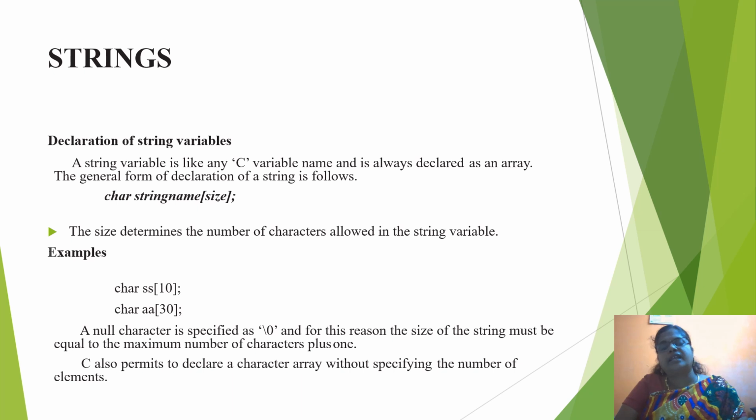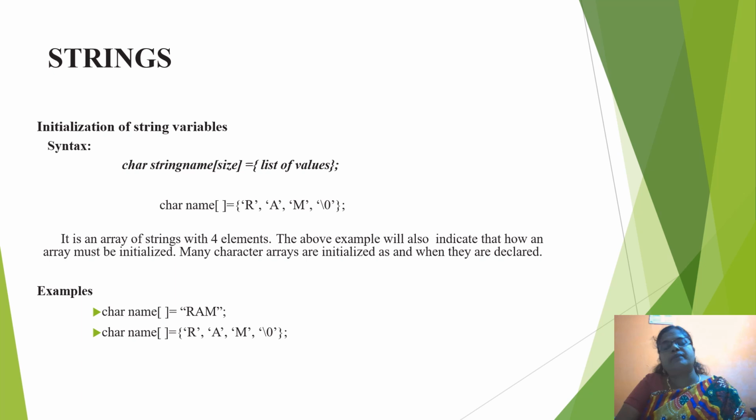C also permits declaring a character array without specifying the number of elements. Syntax: char string_name[] = {list of values}. For example, char name[] = {'R','A','M','\0'} is an array of strings with 4 elements. The above example also shows how an array must be initialized. Many character arrays are initialized as and when they are declared. Example: char name[] = "top", char name[] = {'a','l','l','\0'}. So the null character terminates the string.